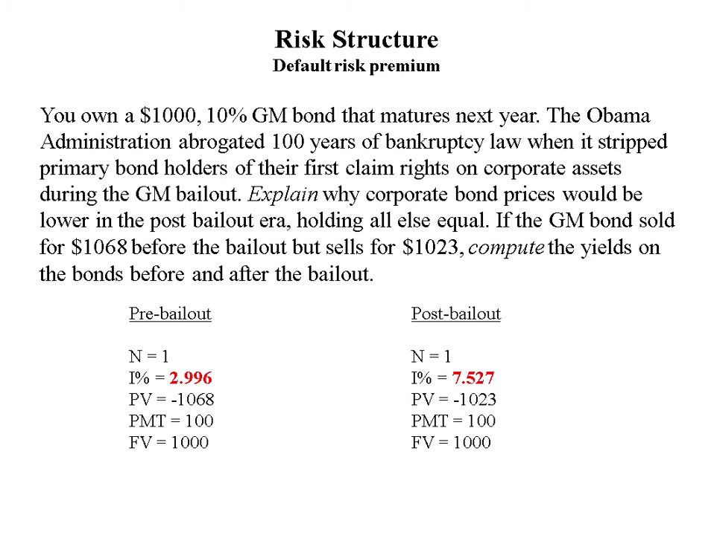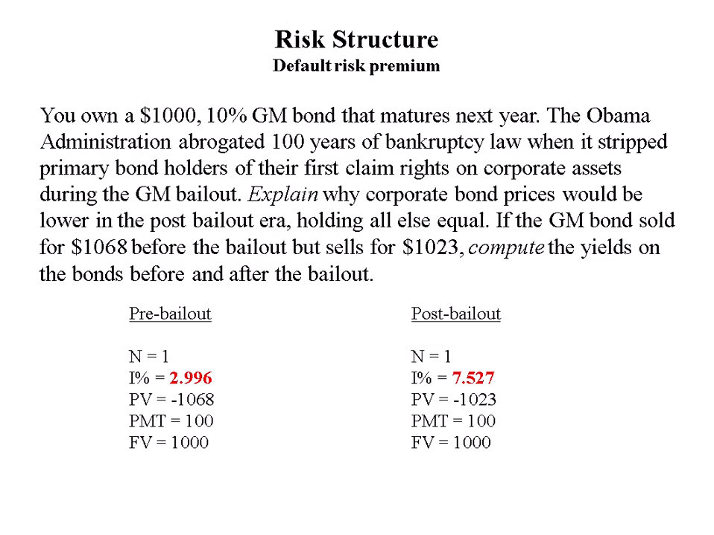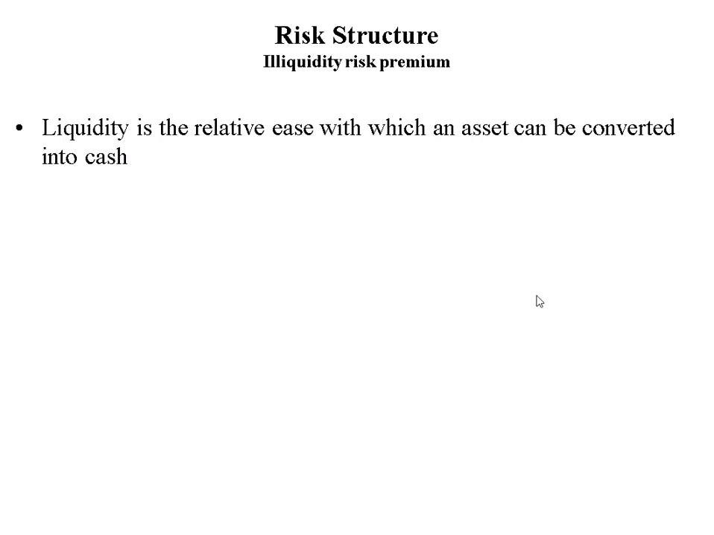Let's just take the difference. My arithmetic is not working very well in my brain today. So let me just go down here, and I'll change this to the original price of 1068, and the default risk premium is 4.531%. Okay.